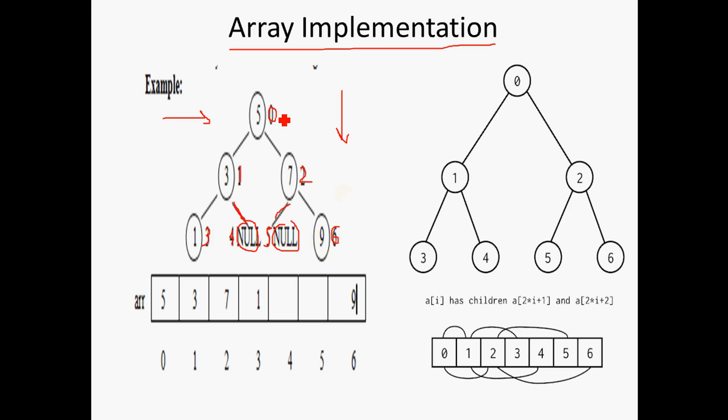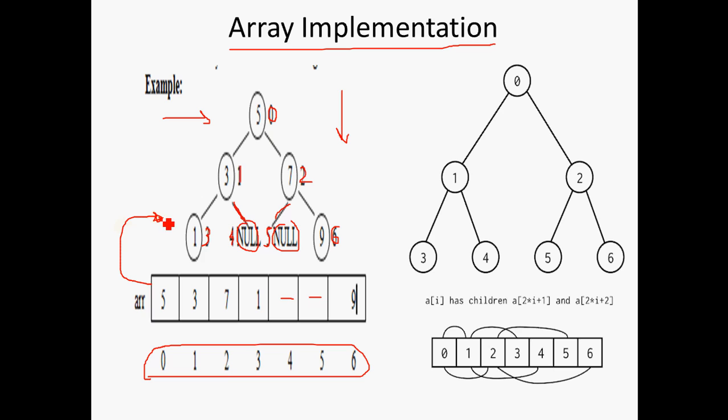So these numberings are nothing but the positions in an array, like this, 0 to 6. Okay, so this is the array. At 0 we'll store node 5, at 1 we'll store node 3, at 2 we'll store node 7, at 3 we'll store node 1, then at 4 there is a null, so we'll have an empty space. At 5 there is a null, we have an empty space. At 6 we have a 9. So this is nothing but the array representation of this tree.